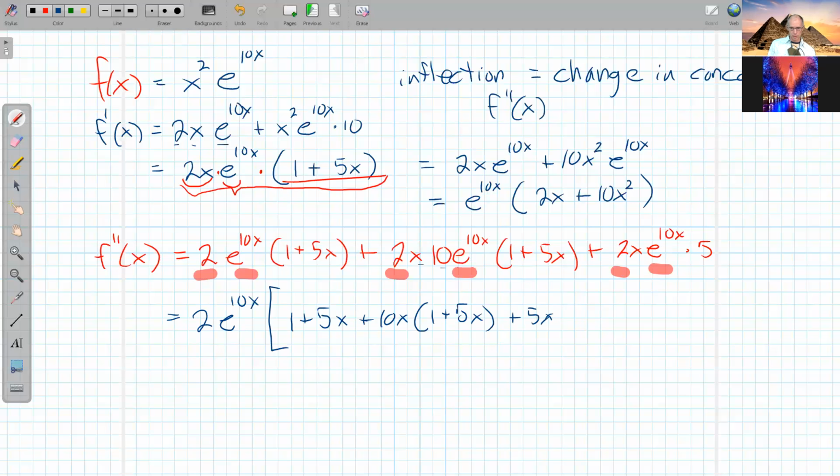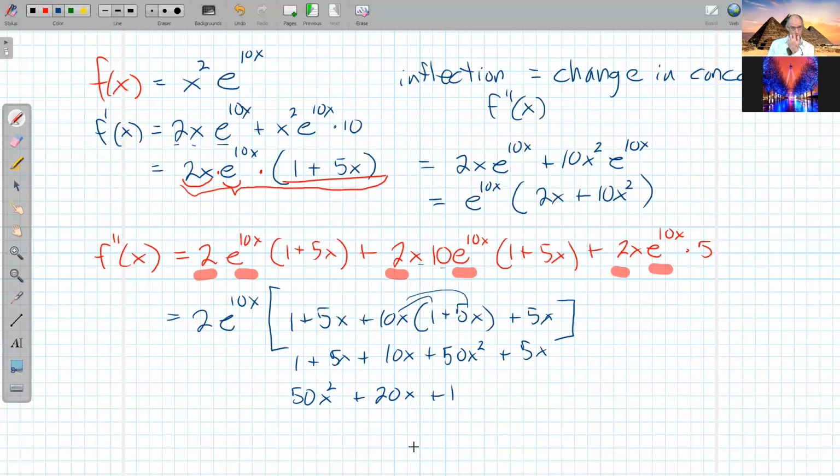And then we've got to clean this up, so we have to distribute. That's going to be 10x plus 50x squared. And we still have the 5x hanging there, and a 5x hanging here, and a 1 hanging here. Continuing to clean that up, let's put them in order. We have a 50x squared. And now we have 5, 10, and 5 x's, so we have 20 x's. And then we have a 1.